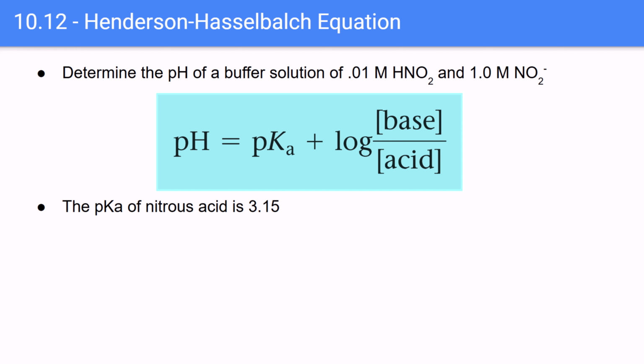So being finished, here's the last practice problem. I give you some concentrations of some acids and some bases. It asks you to calculate the pH of the buffer solution. Do that, and we will be done and finished. We'll see you here in just a moment.